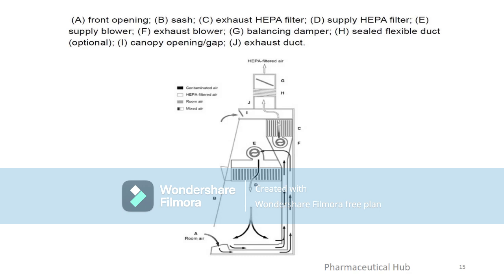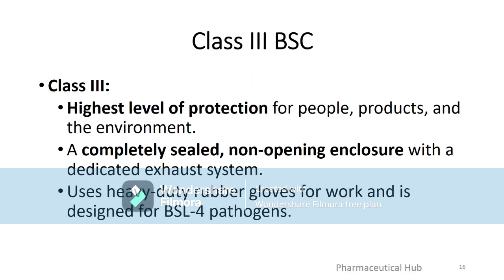Exhaust. The remaining 30% of the contaminated air is drawn by the exhaust blower F through an exhaust HEPA filter C. This filtered air is then exhausted out of the cabinet's top into a canopy opening I, which is connected to a building's main exhaust system via a sealed flexible duct H and exhaust duct J. The canopy design creates a physical break to prevent a potential pressure imbalance from the building's exhaust system from affecting the BSC's internal airflow.